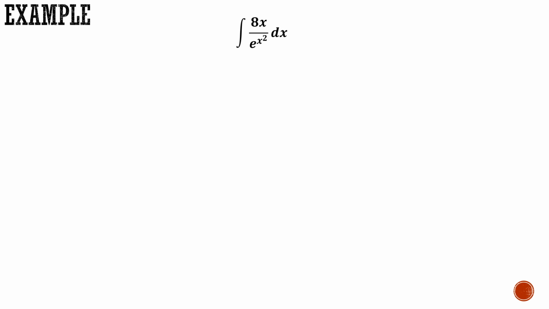All right, so our next problem is the integral of 8x over e to the x squared dx. The first thing I'll probably do is rewrite this integral by bringing that e to the negative x squared up. So I have the integral of 8x e to the negative x squared dx. When I work this problem, just like in the last one, I'm going to let my u be this negative x squared. And so if u is negative x squared, I know that du is going to be negative 2x dx.